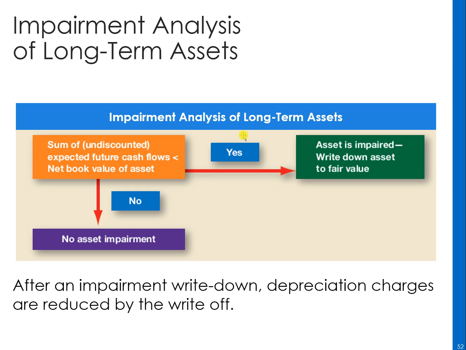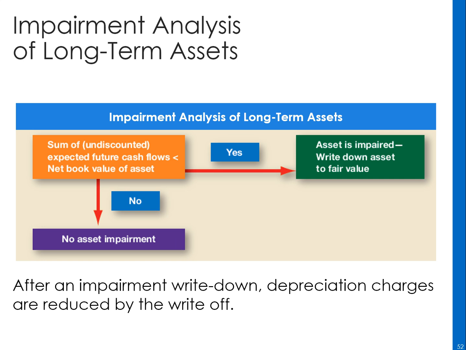So how do we determine whether our PP assets are impaired? We calculate the sum of the expected future cash flows, undiscounted. If the sum of the expected future cash flows is less than the remaining book value of the asset, we say the asset is impaired, and we recognize an impairment loss. If the sum of the expected future cash flows is greater than the remaining book value, there's no asset impairment, and we do nothing.